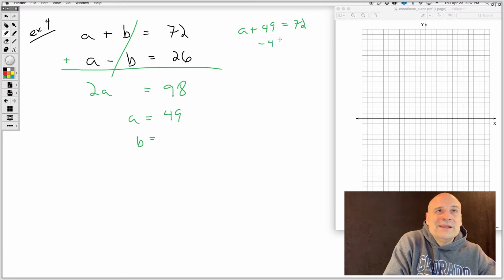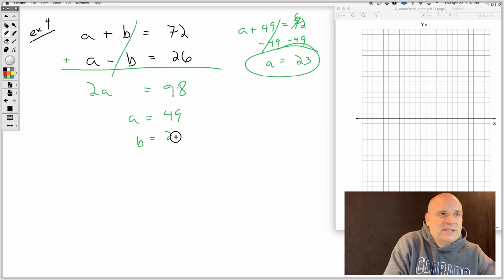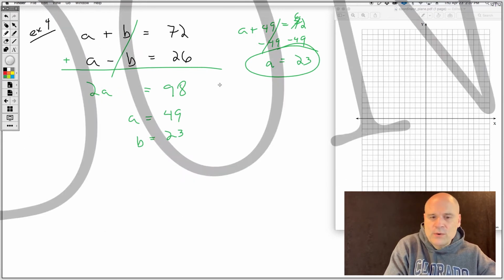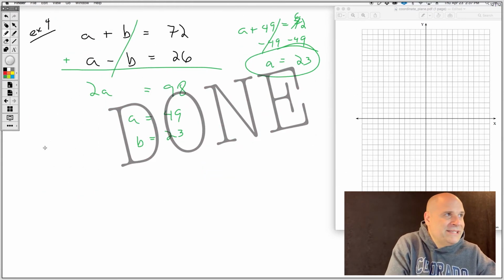So get rid of 49, get rid of 49. A equals 23. All right, let's make sure that the second equation works. 49 minus 23 is 26. It works. Cool. All right, one more and we're done.